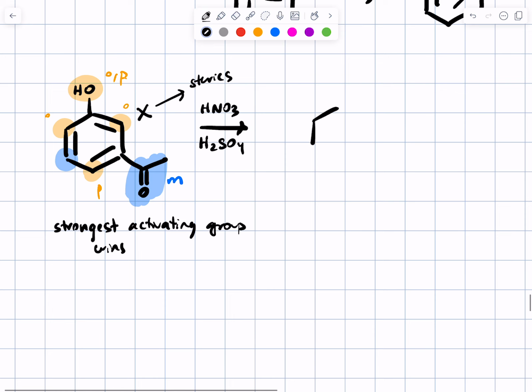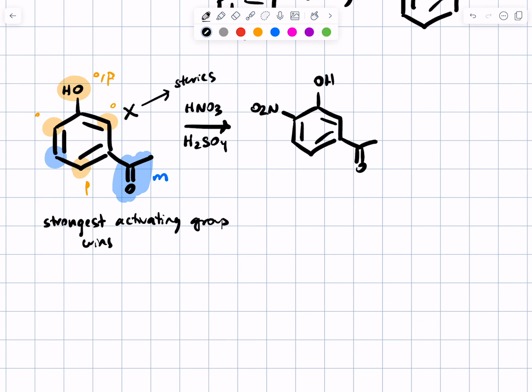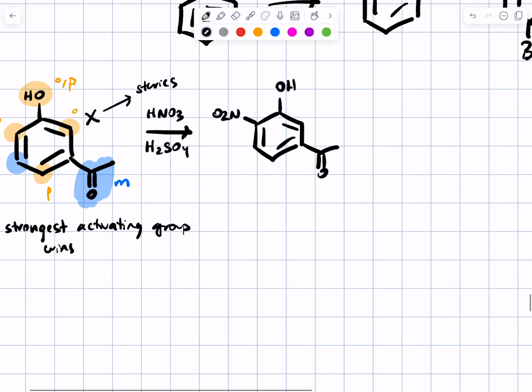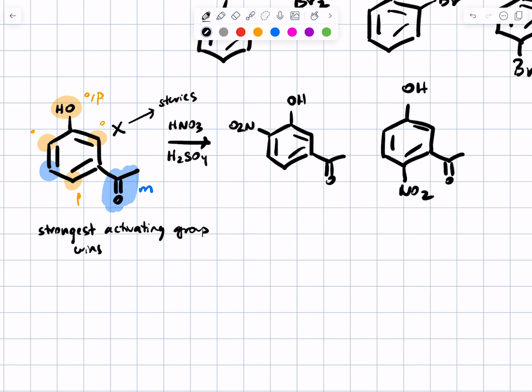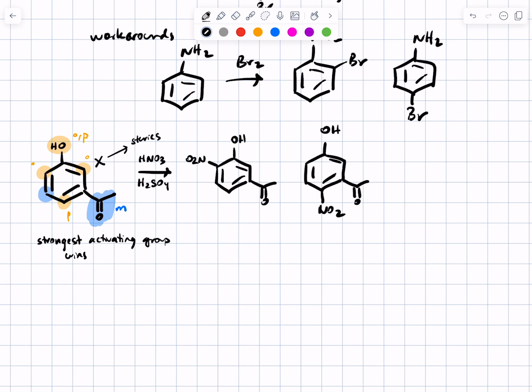So the 2 products that you would expect from here would be the ones where the electrophile, the nitro group, ends up on the ortho carbon relative to the oxygen, and on the para carbon relative to the oxygen, but not the carbon that's in between the oxygen and the ketone. Right?